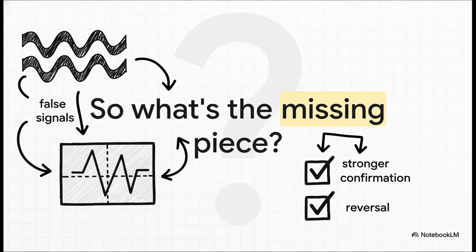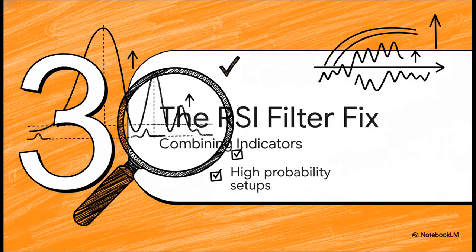How do we know when a move is actually running out of steam and is ready to turn around for real? What's the missing piece of the puzzle? And this is where our RSI comes in to save the day. It acts as our confirmation filter. It's the key that's going to help us separate the genuine, high-probability signals from all that dangerous market noise.